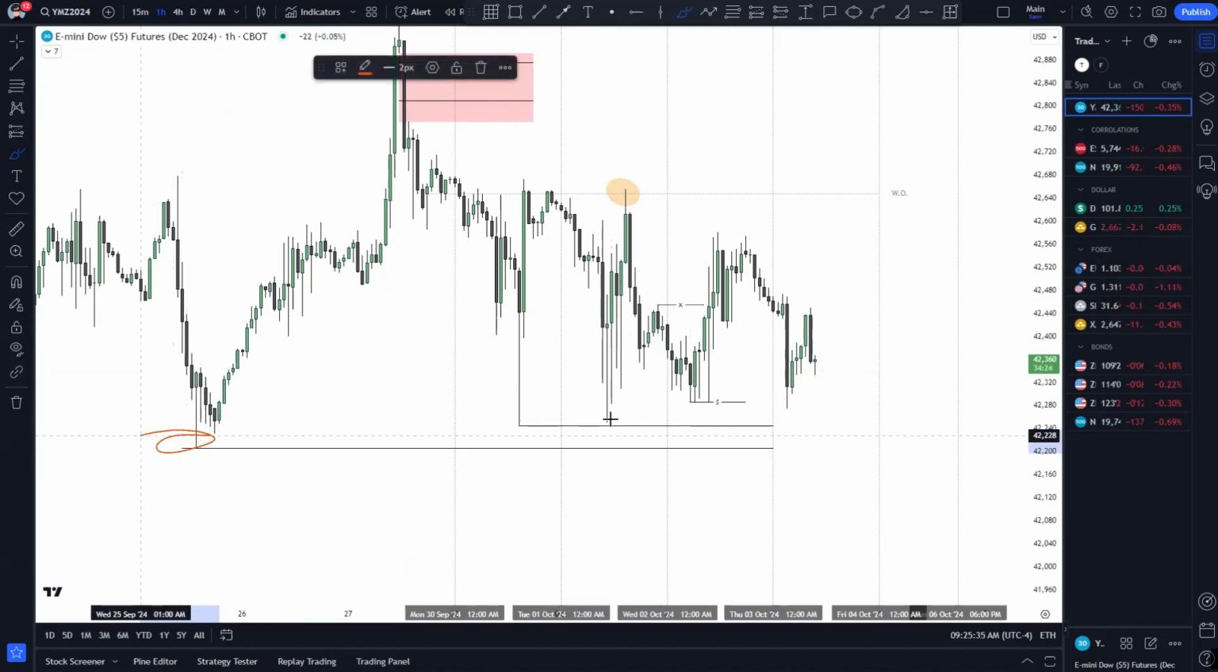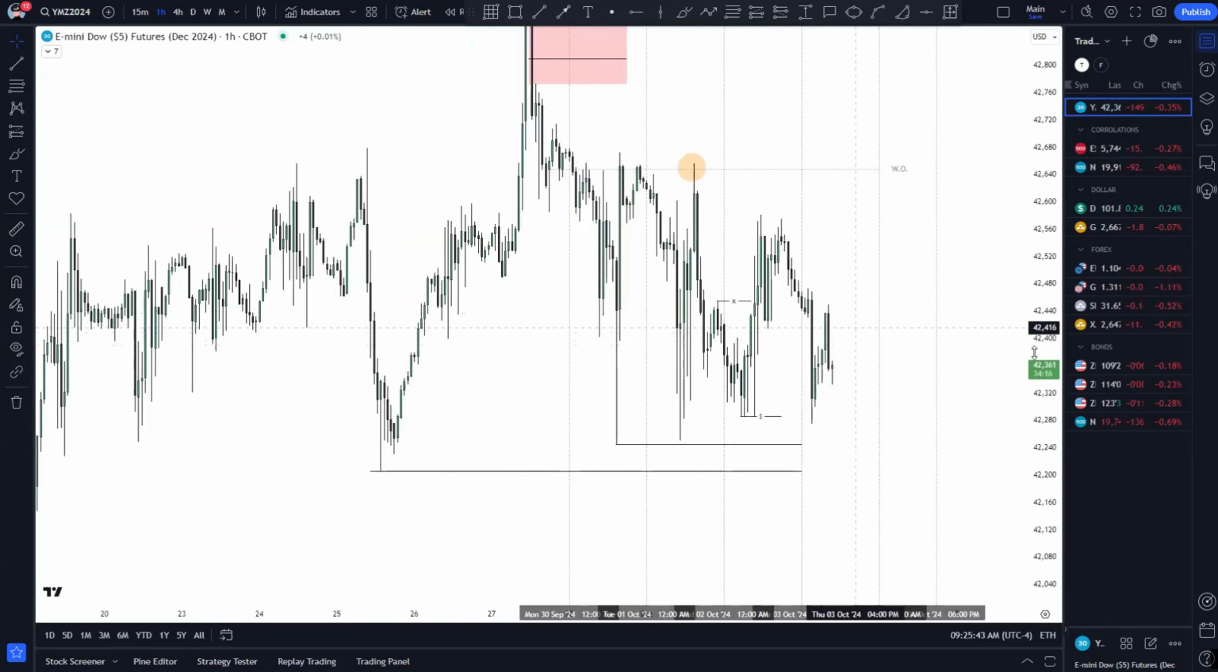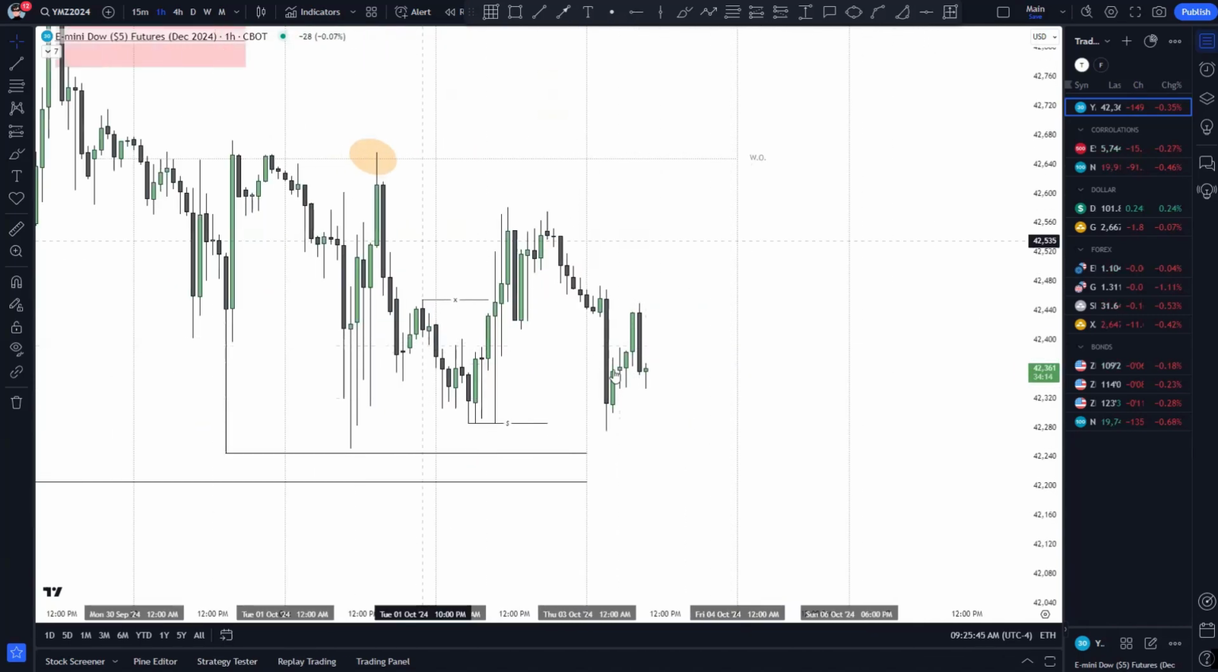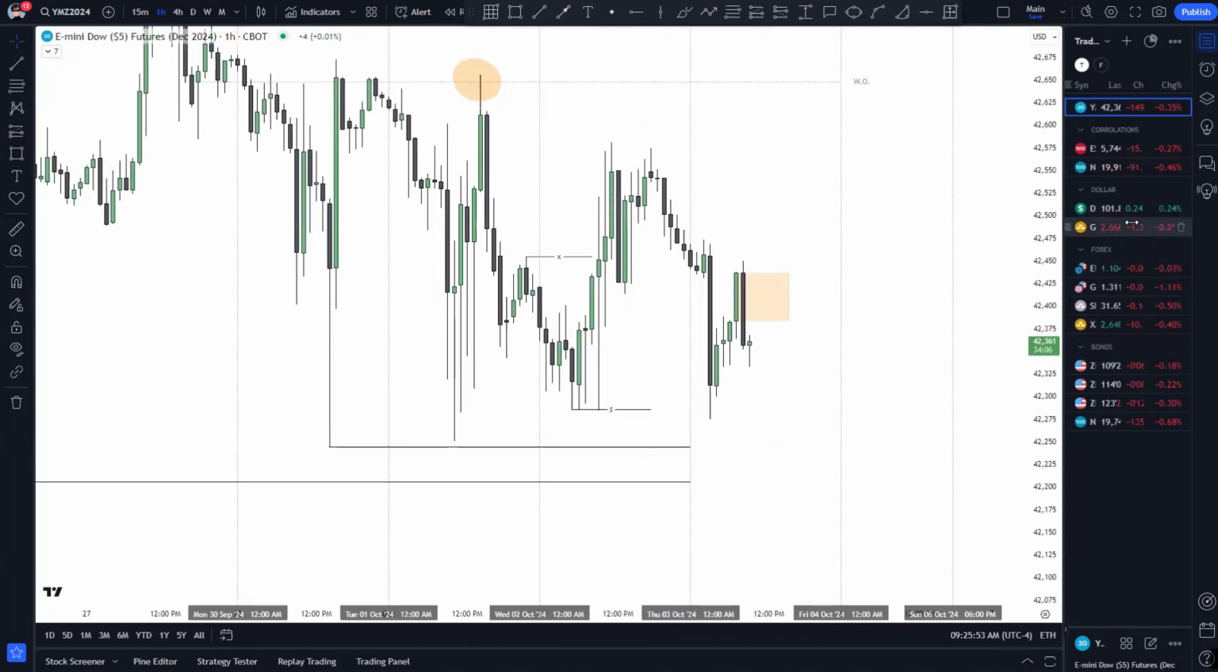We still have these points of liquidity still over here, so we still have an effort to reaching lower prices. On the 1 hour time frame, I have this last up close candle.